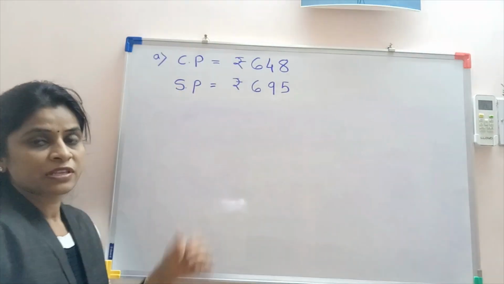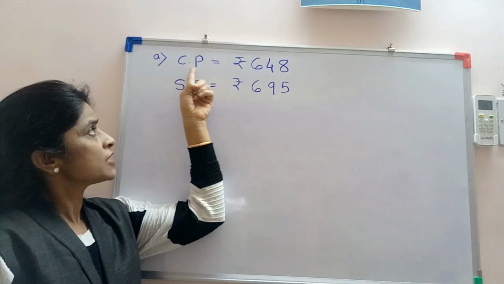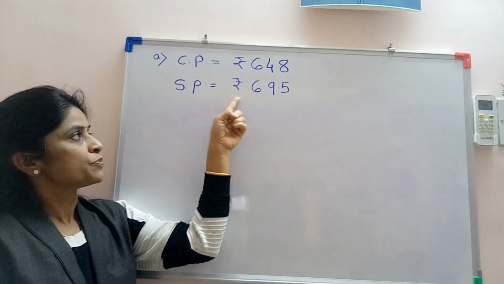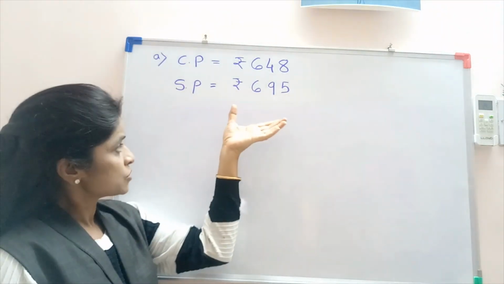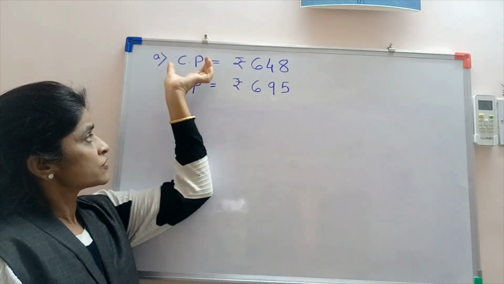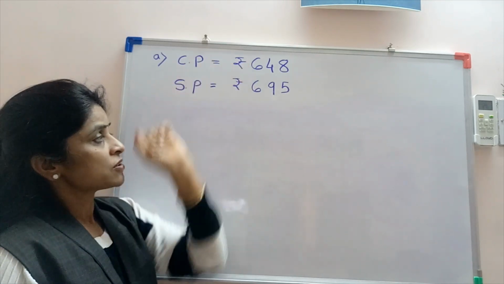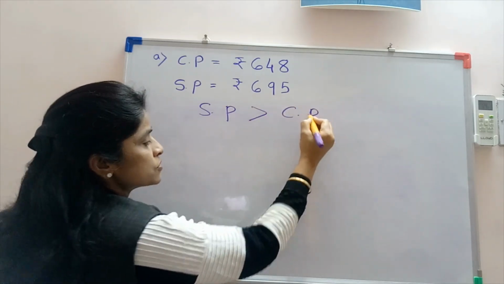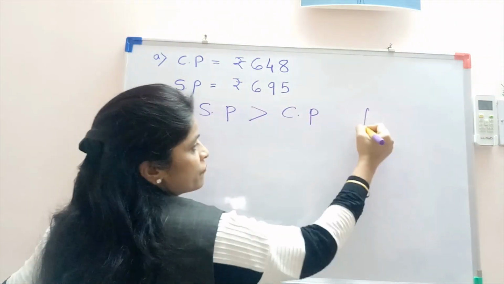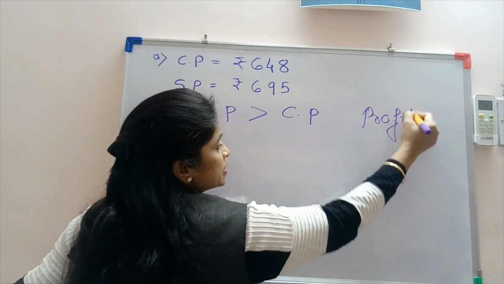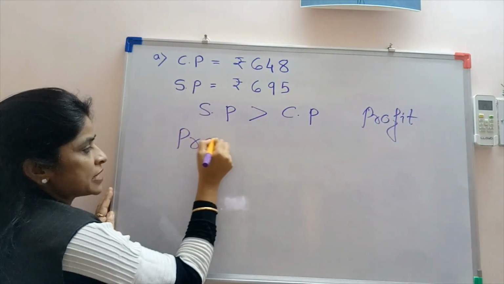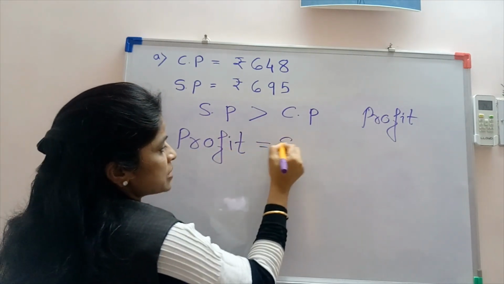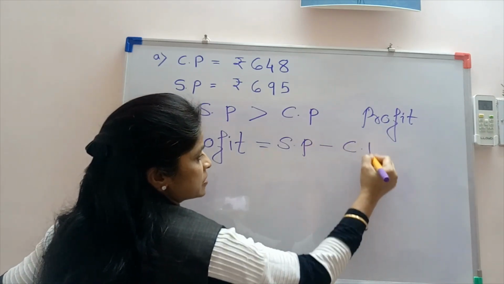Now let's see the solution for this example. Now here cost price is rupees 648 and selling price is rupees 695. Now see students, here selling price is greater than the cost price. So what will be there? There will be profit, and profit is nothing but the difference between selling price and cost price. So we are writing the formula: profit is equal to selling price minus cost price.